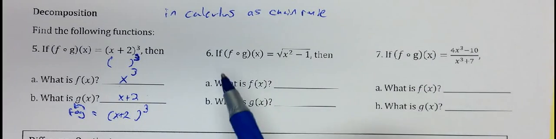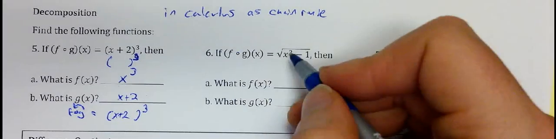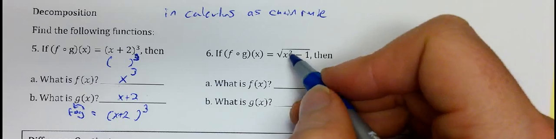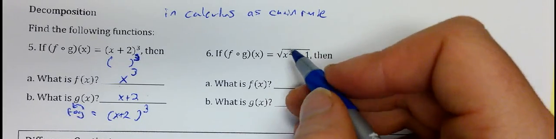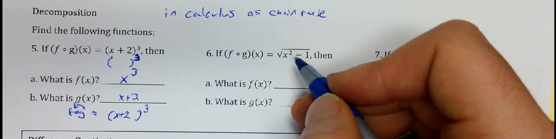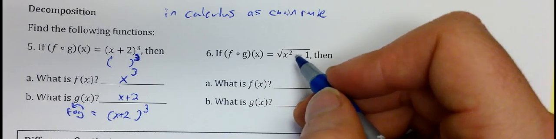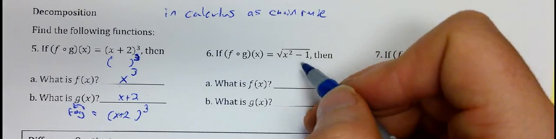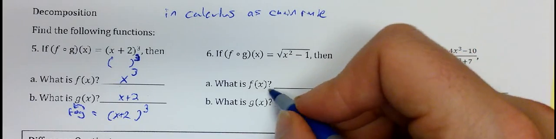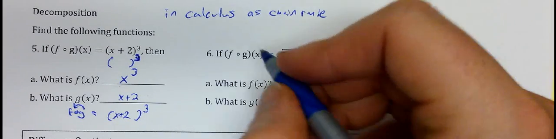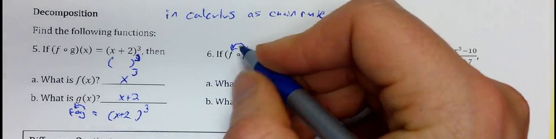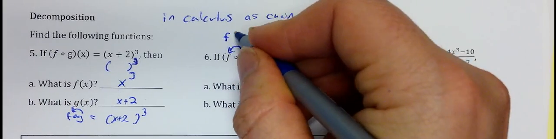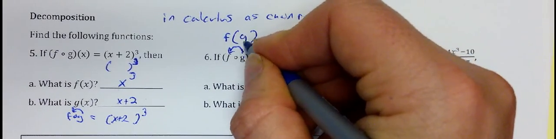Our next example, very similar idea. I'm looking for some big outer function. The last thing that we're doing here is we're squaring this. If I was plugging in something for x, I would square it, subtract 1, and then I would take my whole answer and take the square root. So that outer function is going to be my f. When I'm plugging g into f, f is on the outside, g is on the inside.